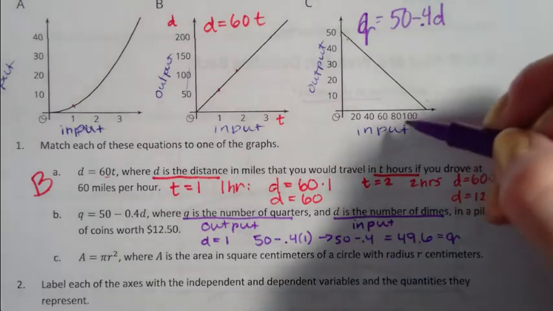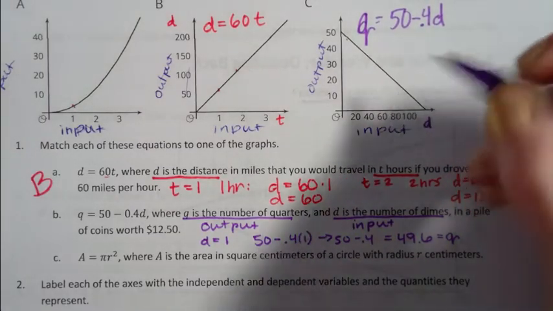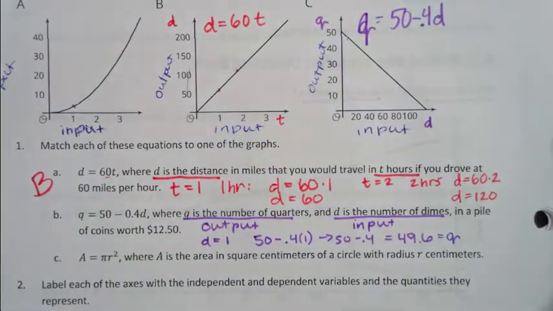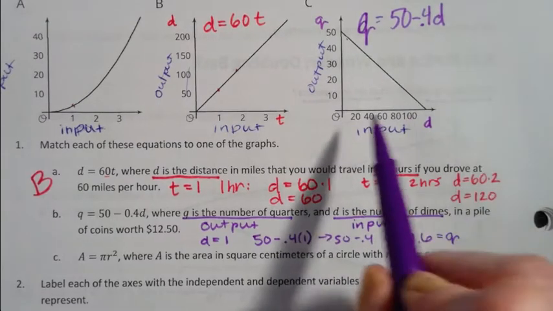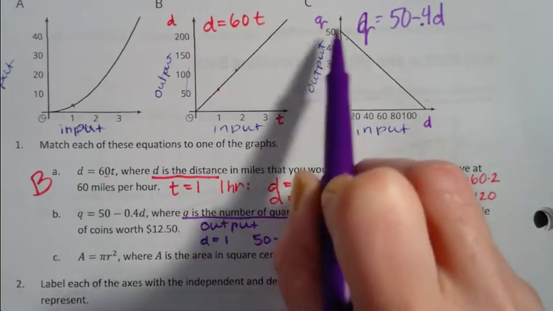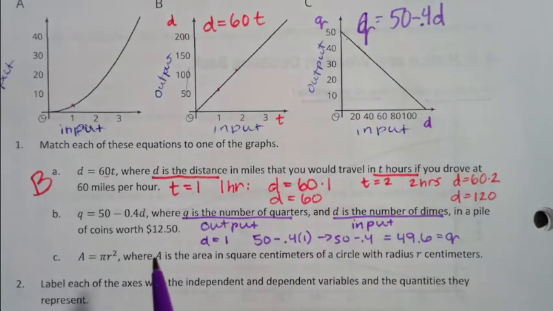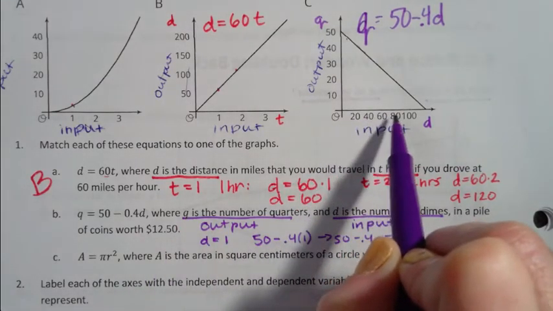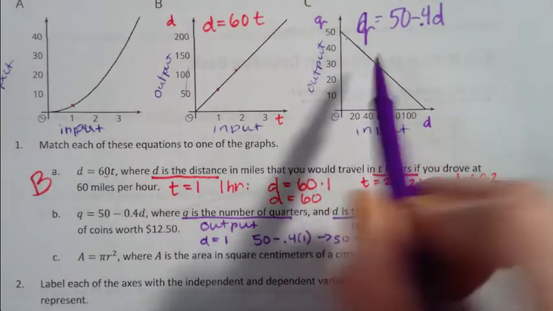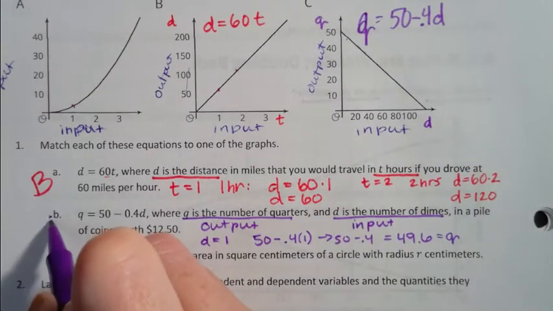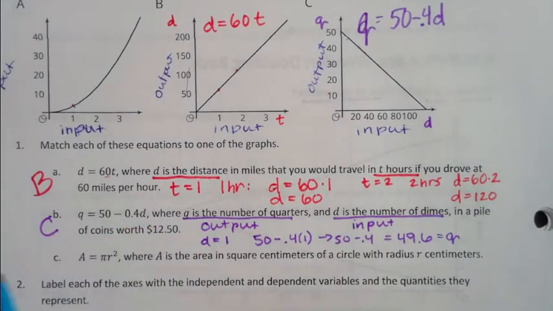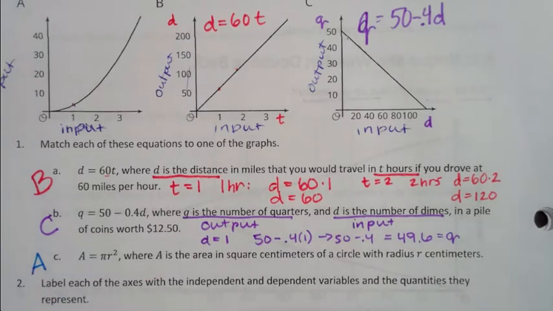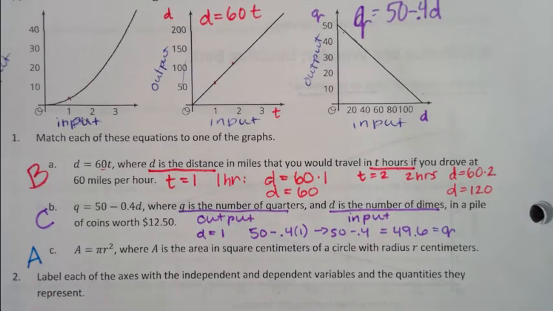And if you think about it, with my input, this would be dimes, and the output would be quarters. And the more dimes that I have, the less quarters I would have, if you think about it. So as my dimes increase, that means I have less quarters that would total up the $12.50. So that's C, which means that C matches with A. But we're going to go ahead and look at it anyway.